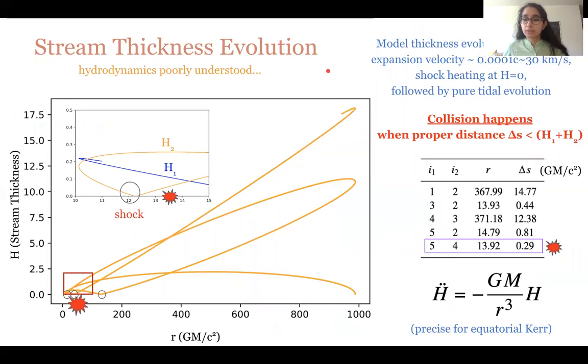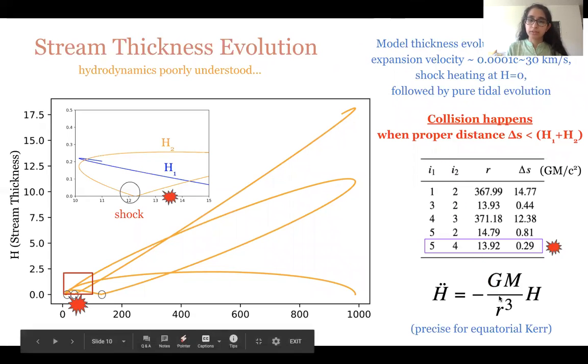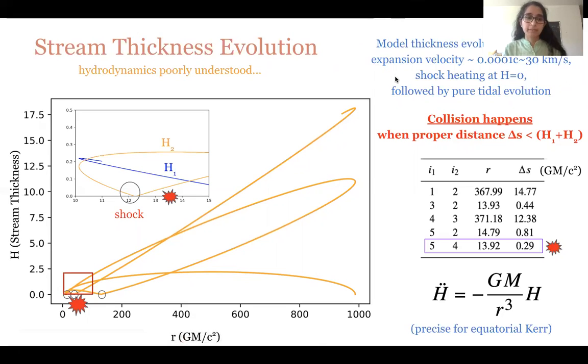But for this, we need a model for how the stream thickness evolves. If we have an initial value for the stream thickness at apocenter, where we start, and we have an initial expansion velocity for that stream, which we get from the escape velocity of the star at pericenter, we can find how the stream would evolve. Now, this is the most poorly understood part of the model, and that's because in the last few days, our expectations for the evolution changed.